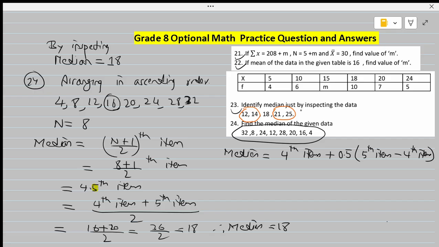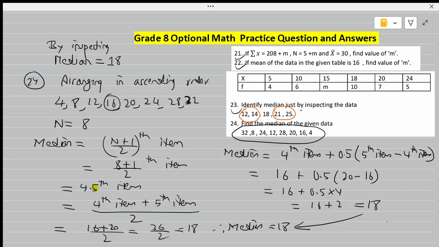So we need to learn this for sure. The 4th item we do have obviously is 16, plus 0.5 into the difference, 5th, which is 20, minus 4th, which is 16. So 16 plus 0.5 into 4, that is 16 plus 2, and that is 18. So this way we get median equal to 18. Either way it can be applied for the median. So I may declare up to number 24, now 25 and more.